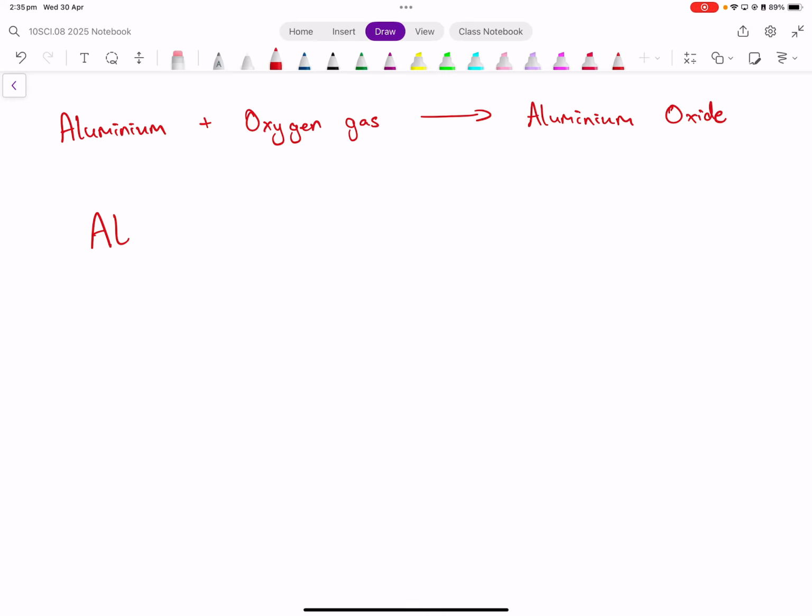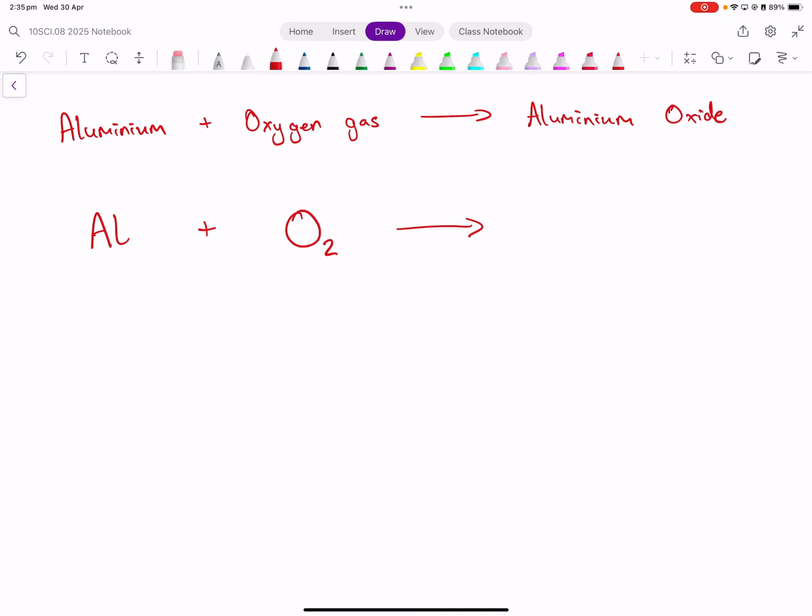Oxygen. If you were to look for number 8 on your periodic table, you'd find oxygen. Oxygen symbol is O, but oxygen is a gas. So what is oxygen going to want to exist as? O2, okay? O2.